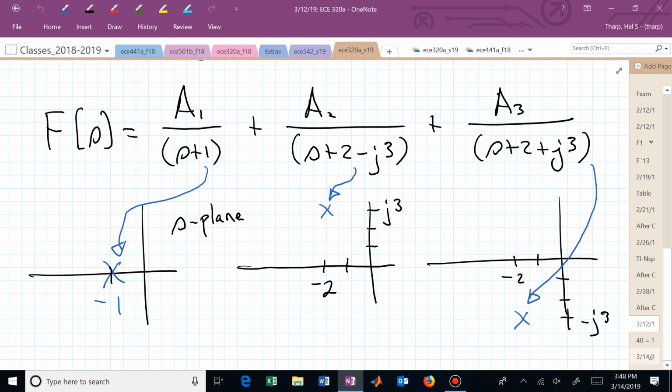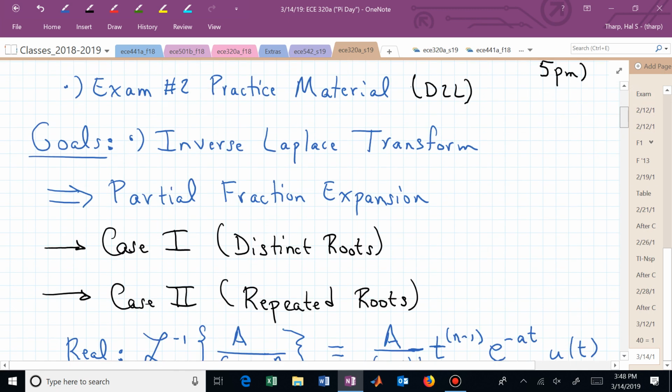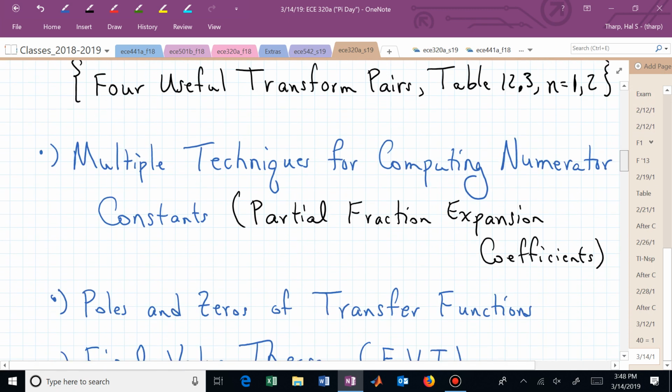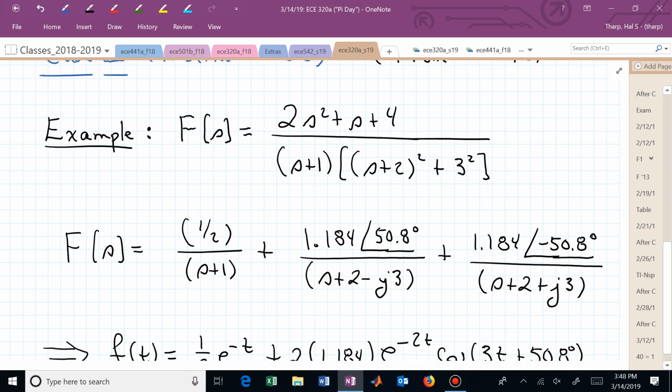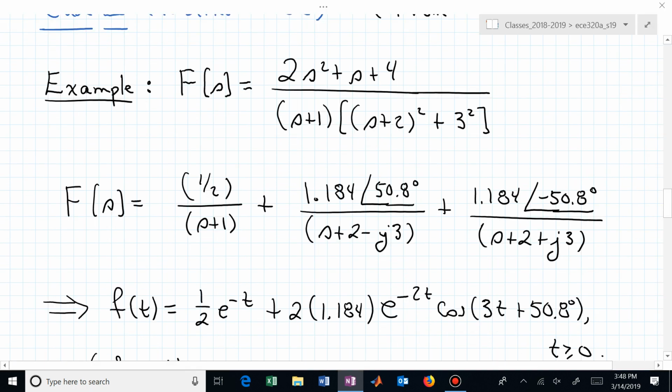Doing that then allows us to write in polar form. The A sub 2 and the A sub 3 are just complex numbers, and I've written them in polar form in this case.